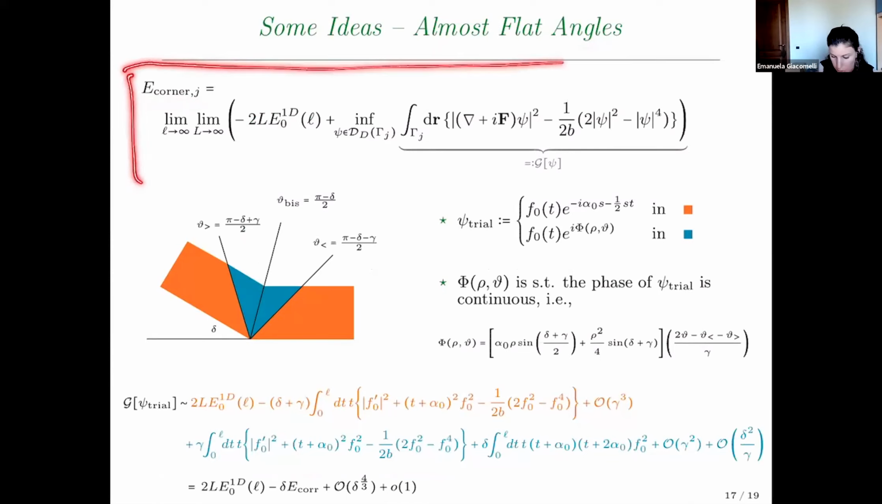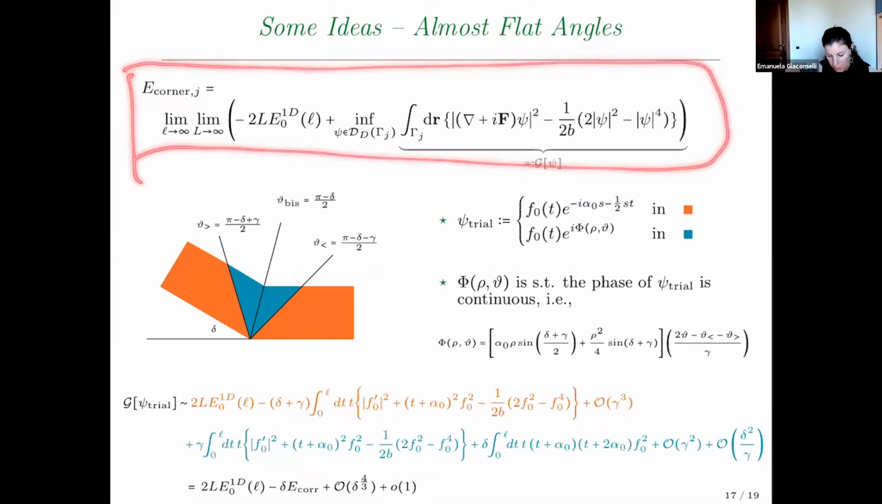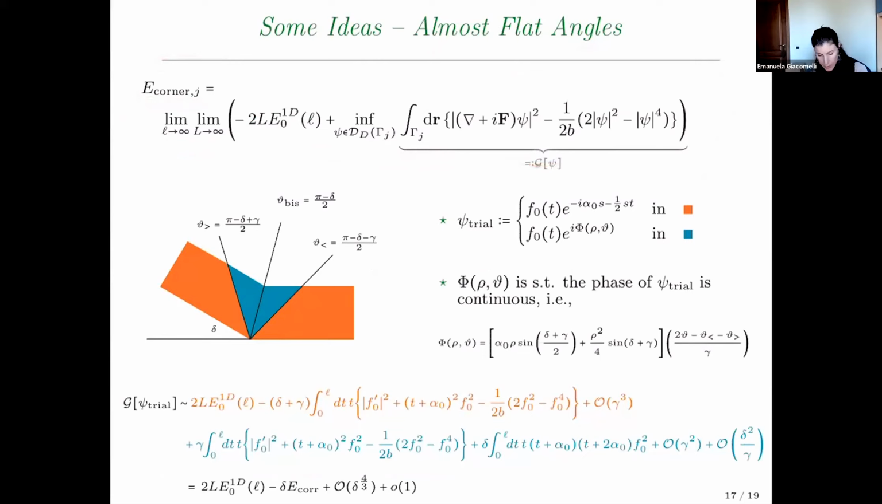So remember that this is the contribution coming from the corner in the way we defined. And then let me just say that, for example, if you want to prove a lower bound, let's now look at just what is inside this bracket here. So suppose that we want to prove a lower bound of this quantity here. What we can do is to introduce a trial state, which I denoted by psi trial. And what you can do is to do the following.